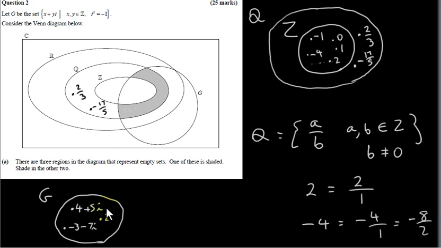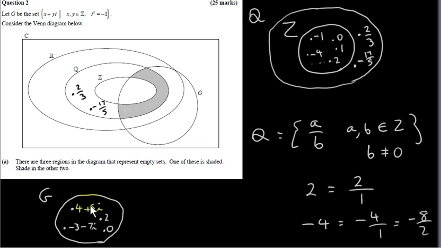We're allowed to have 0i because 0 is an element of Z. 0 is an integer. So x and y could be 0. The number 0 itself is in here. 0 is just 0 plus 0i. So the real and imaginary parts are both 0. They're integers, elements of Z.